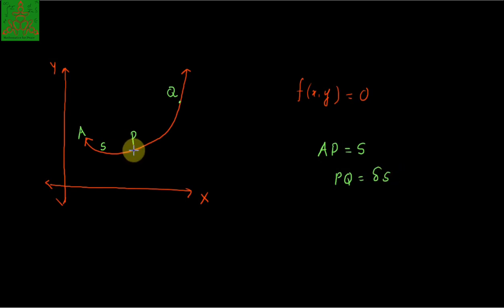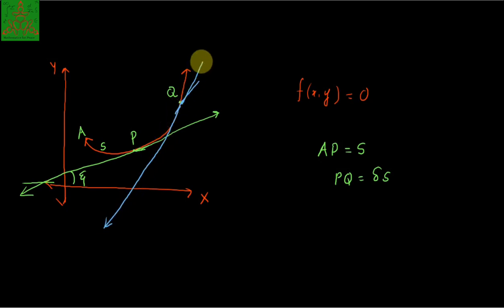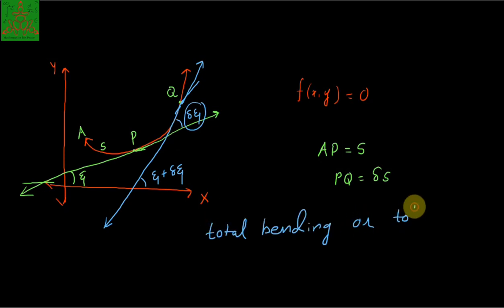Let's say this is the tangent at point P, which makes the angle xi with the positive x-axis, and the tangent at the point Q makes the angle xi plus delta xi with the positive x-axis. Therefore, the angle between these two tangents is delta xi, meaning the tangent has turned through the angle delta xi. This turning of the tangent is called the total bending or total curvature. So ultimately, curvature is the bending of the tangent, or the rate of change of the tangent.